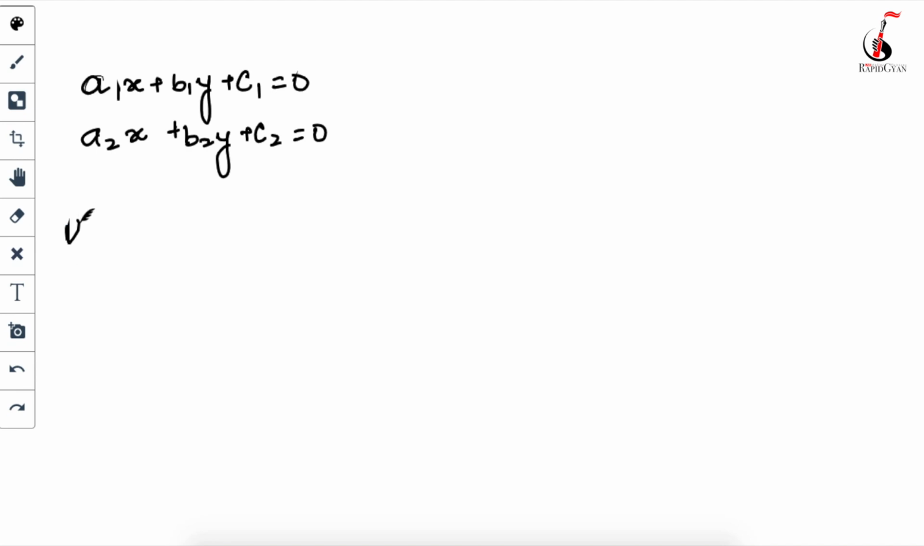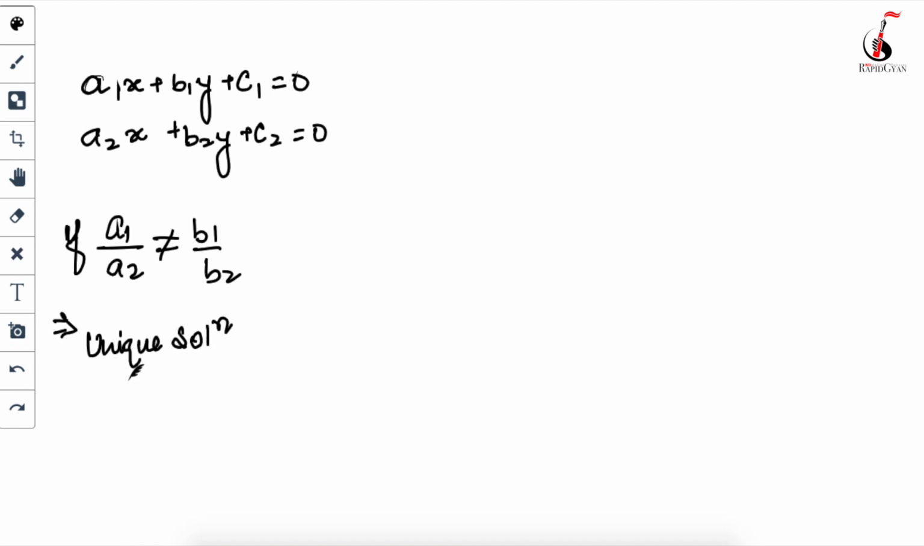after writing this, there are three conditions. If a1 upon a2 is not equal to b1 upon b2, this is the case of a unique solution, or you can say this is a case of one solution. It means those two lines are intersecting each other at one point. There is one common point, correct?